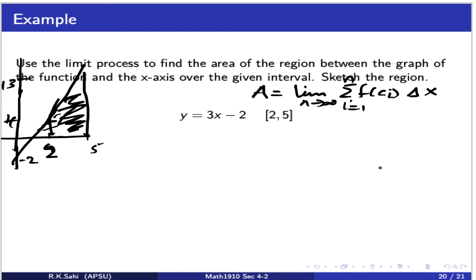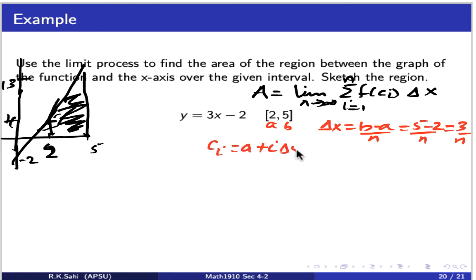Okay, so the things we need to know: what's my delta x? What's my ci? What's my f of ci? Very, very important. Okay, guys, so let's start. What's my delta x? Now remember, this is my a and b. It's b minus a over n, 5 minus 2 over n, 3 over n. Okay, we got my delta x. Remember what's the formula for ci? We're going to stick with the ones we learned. It's a plus i delta x. What's my a? 2.